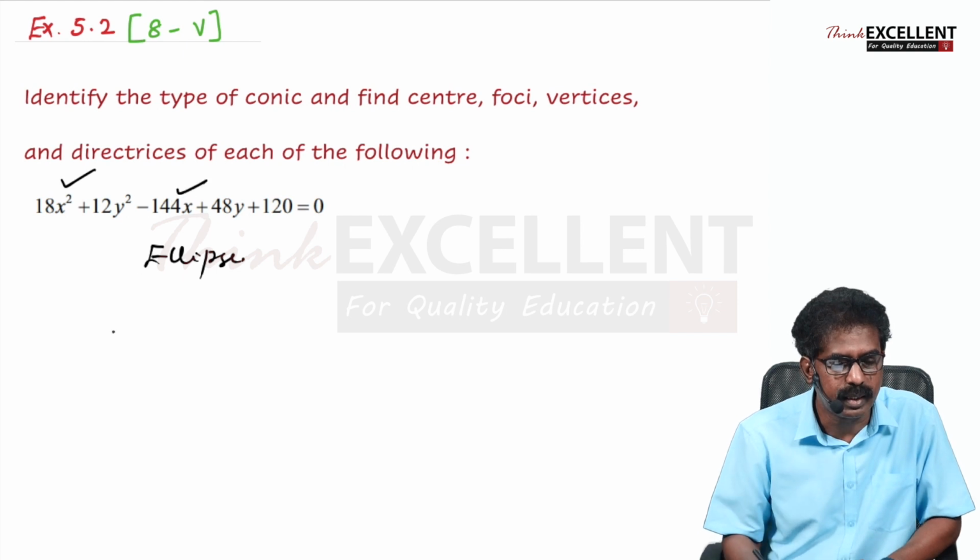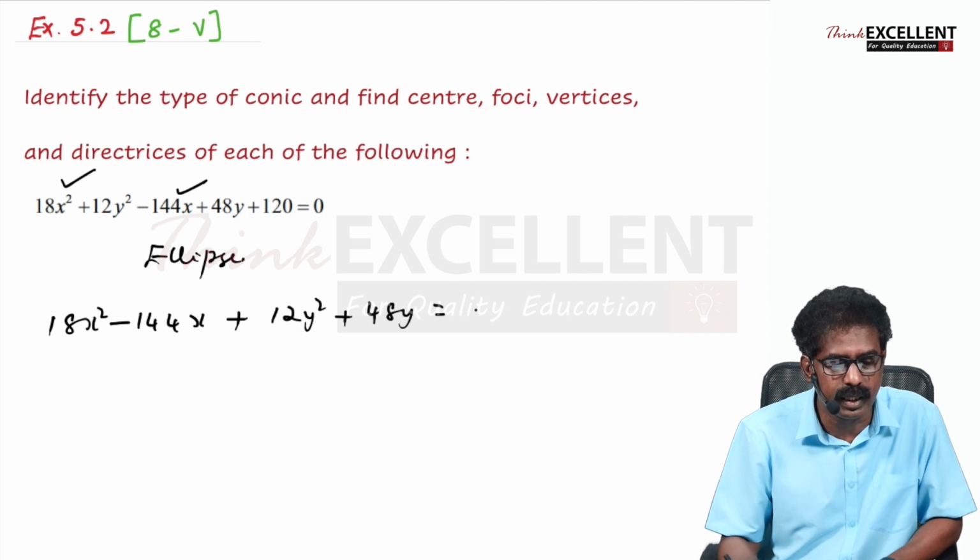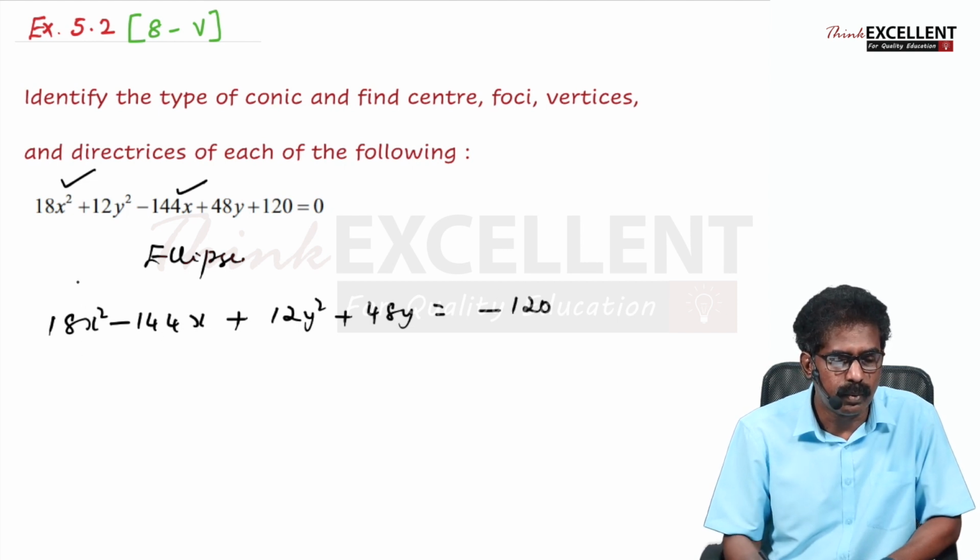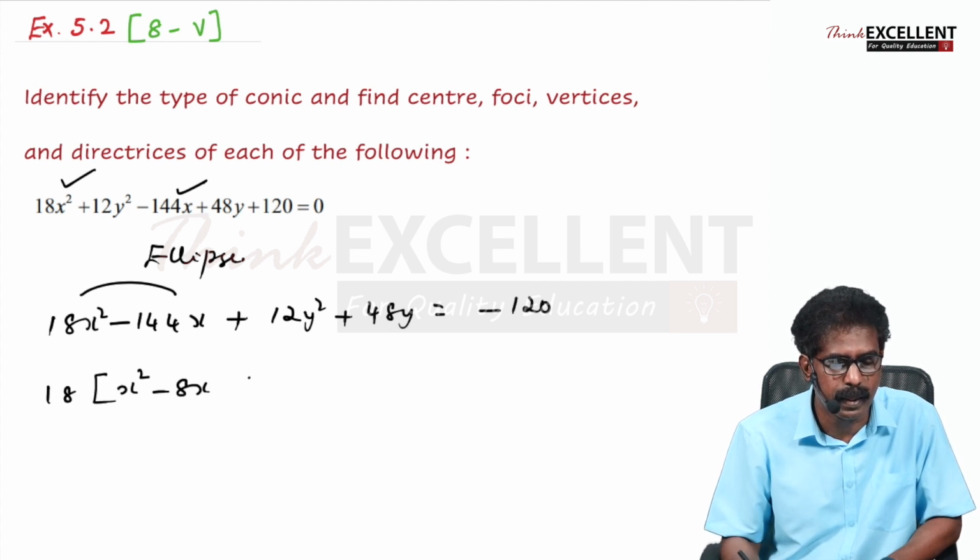Okay. Group the x terms: 18x square minus 144x. Y terms: 12y square plus 48y. Constant, take it to the right side, minus 120. Now, what is common here? 18 you can take outside. So what are you getting? 18 into x square minus 8x, plus 12 you take outside, y square plus 4y, equal to minus 120.